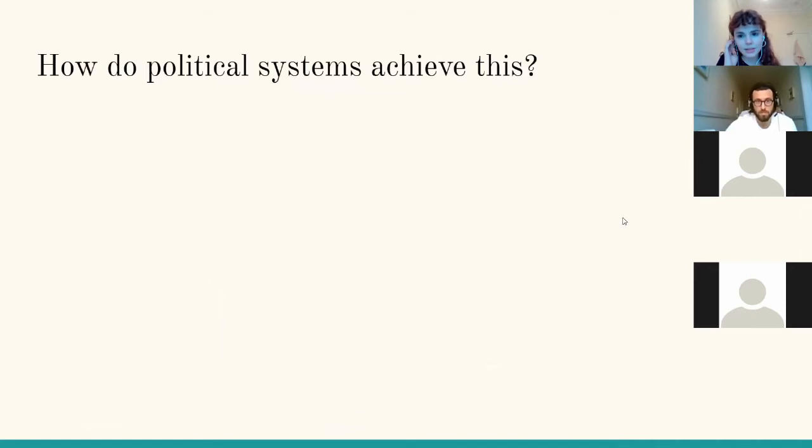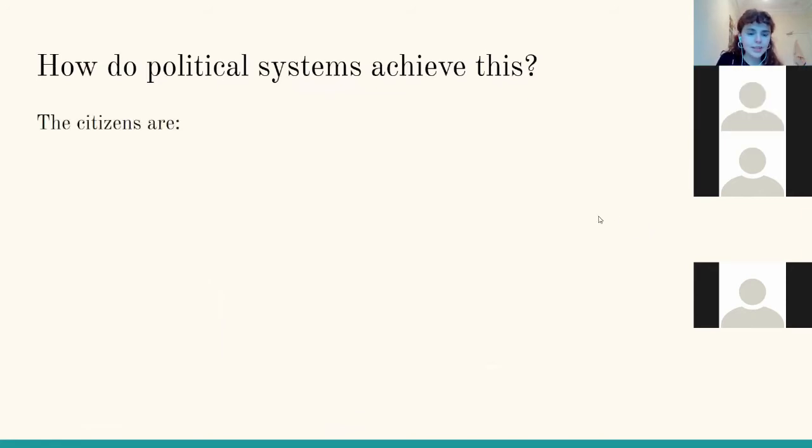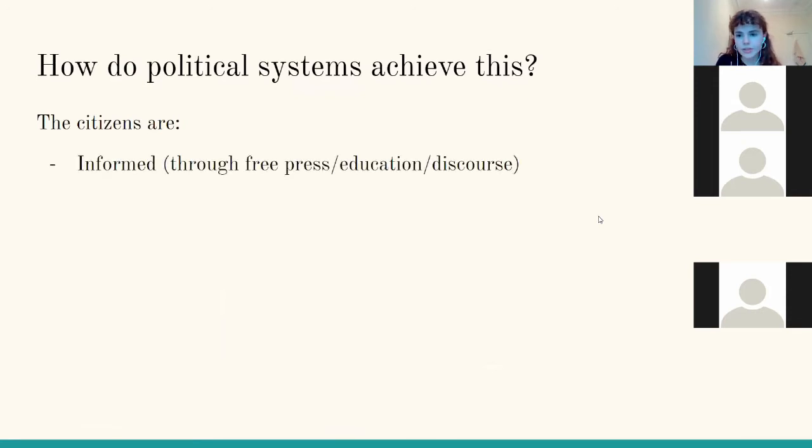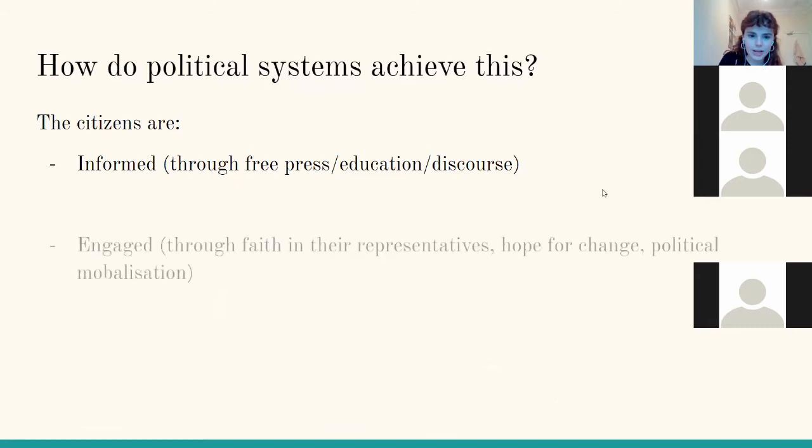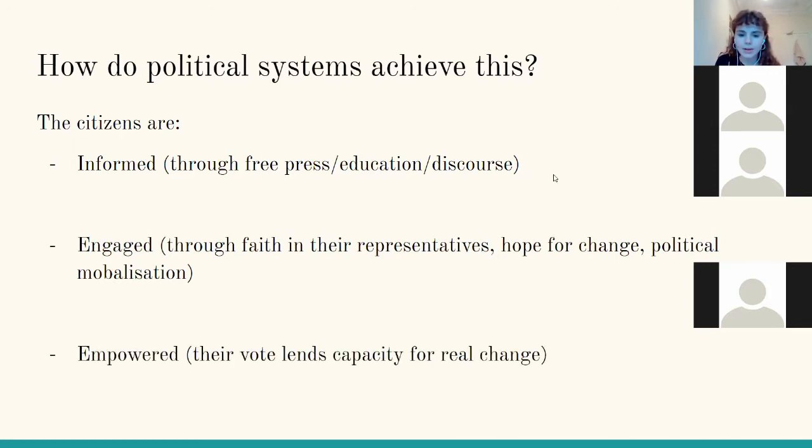So how do political systems achieve this? How do they achieve representation? The citizens are firstly informed. So this is through free press, through education, and through discourse that should be also free. And they're also politically engaged. So they have faith in their representatives, they have hope for change, and they have some kind of political mobilization. So they feel like they can do something or enact real change, and they're also empowered. So their vote does lend capacity for real change.